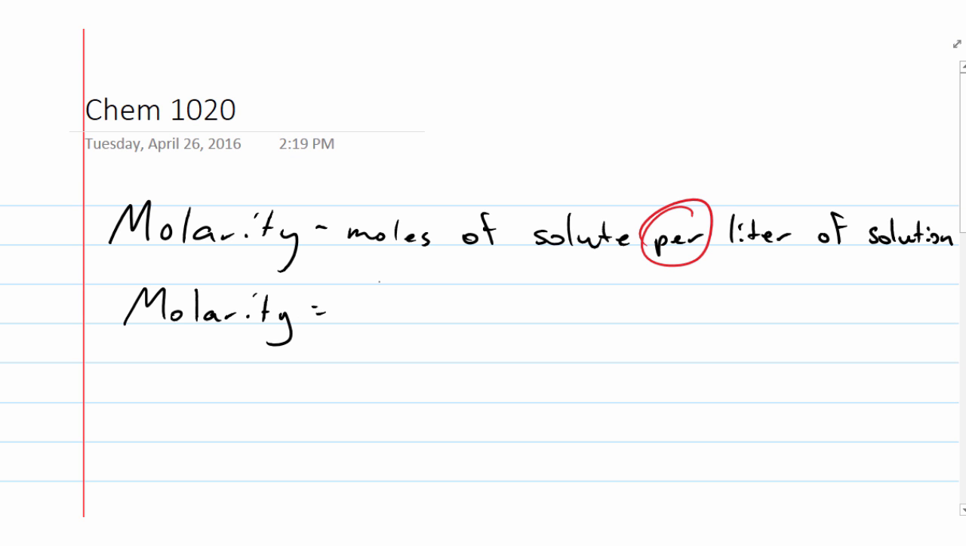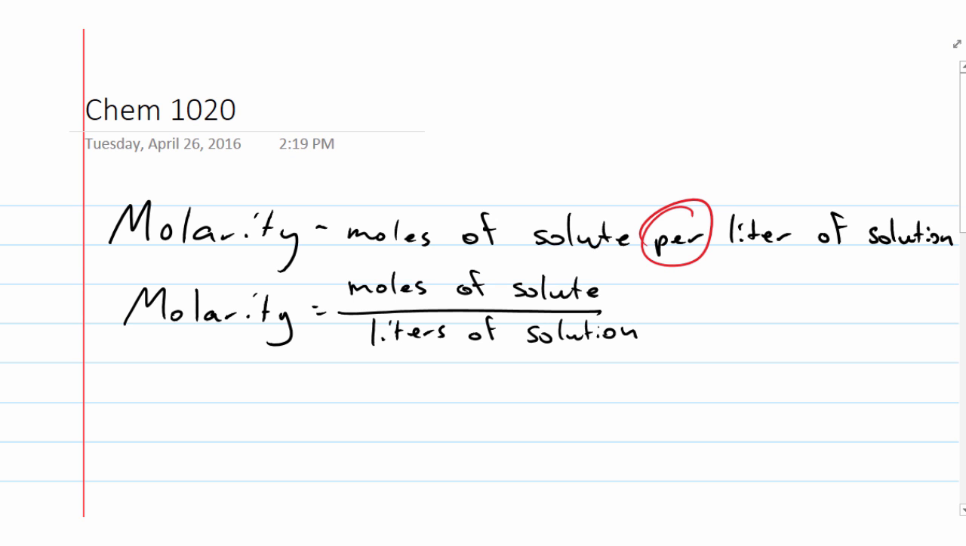So this is going to be some division, which means that if we wanted to put this in a formula, we'd say that molarity is equal to moles of solute on the top and liters of solution in the denominator. It's going to be important for us to know here that this is per amount of solution, not per amount of solvent or anything else. So it is per amount of solution.